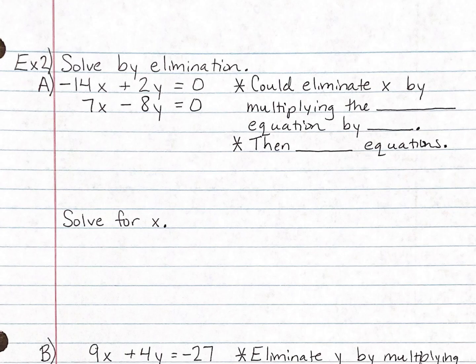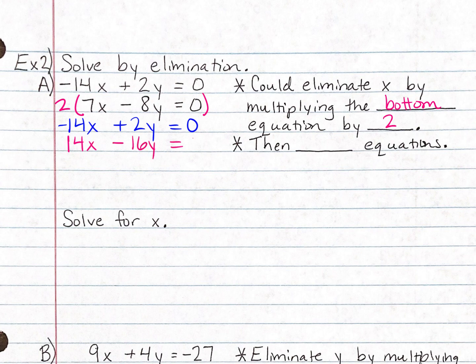Example 2, solve by elimination, problem A. We could eliminate x by multiplying the bottom equation by 2. So I'm going to take that bottom equation, multiply it by 2, and keep the first equation the same. For the bottom equation, when we multiply by 2, we get 14x minus 16y equals 0. Then add.